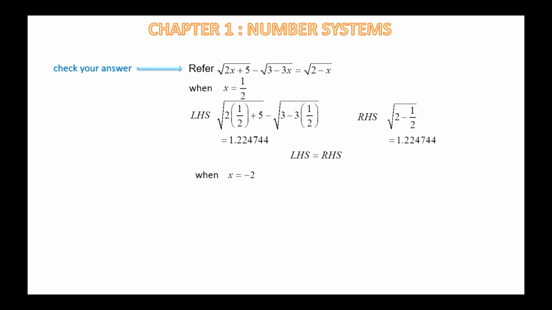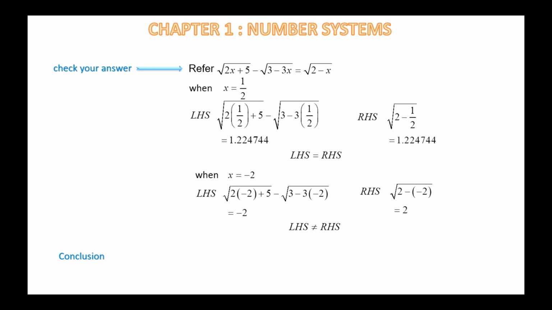When x equals negative 2, from left hand side, root 2 times negative 2, plus 5, minus, root 3 minus 3 times negative 2. So equal negative 2. From right hand side, equals root 2 minus negative 2. So equals 2. We can see the result, left hand side not equal right hand side. Conclusion, after checking, x equals half.